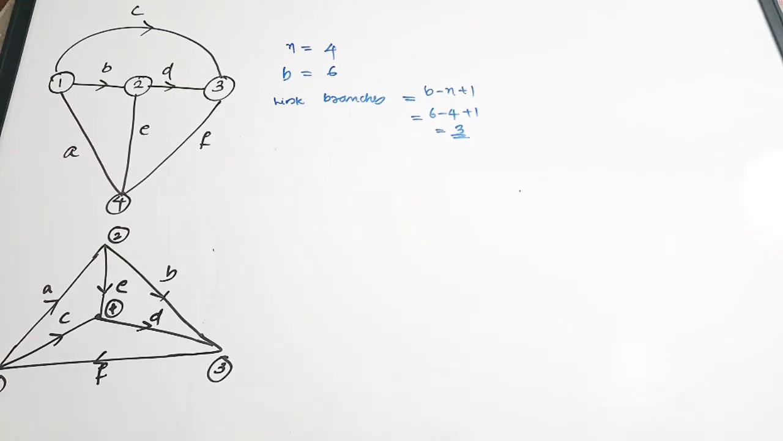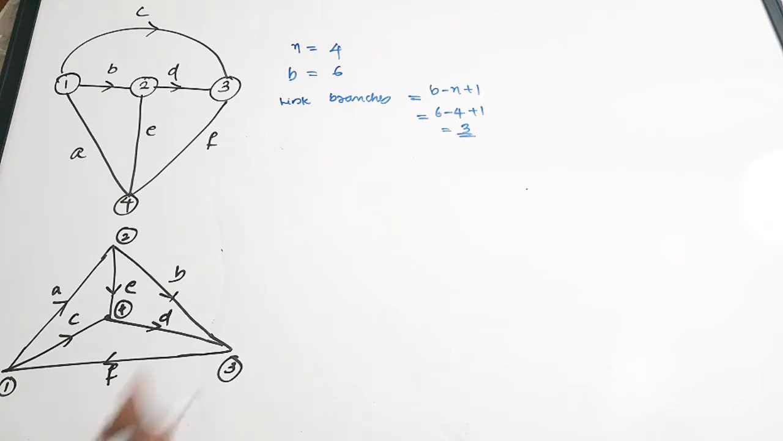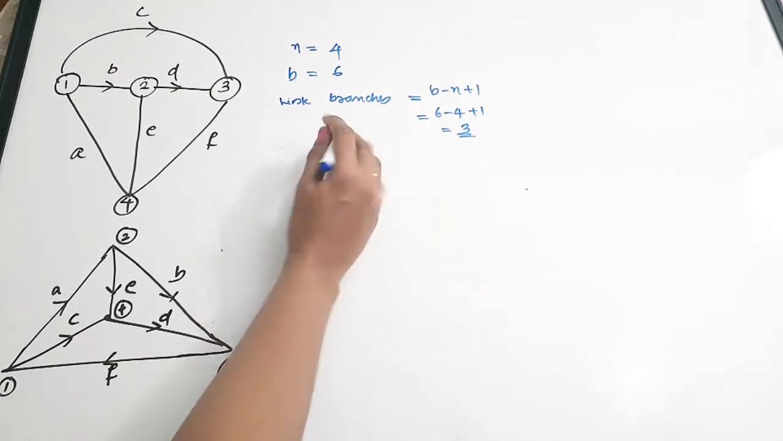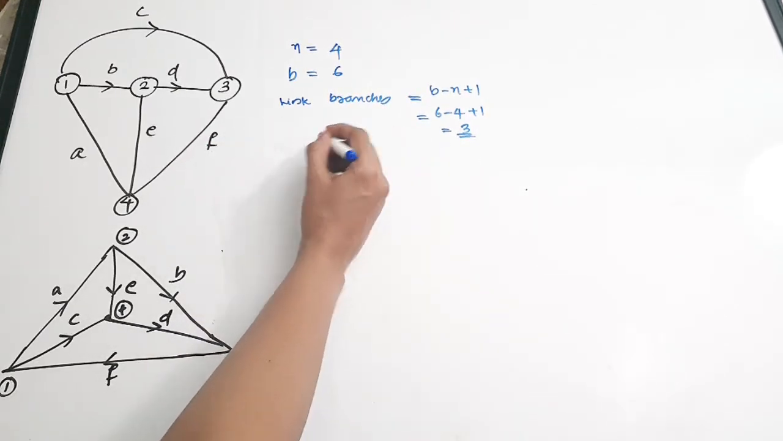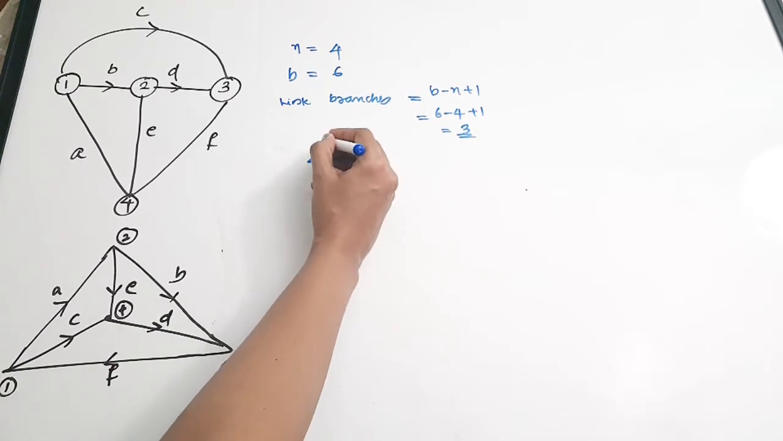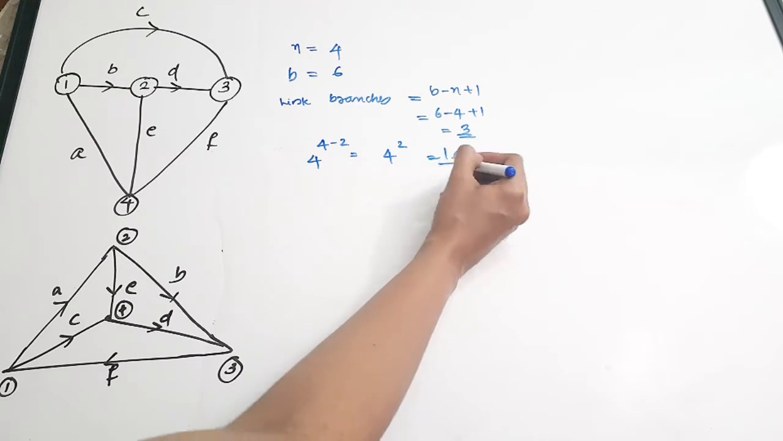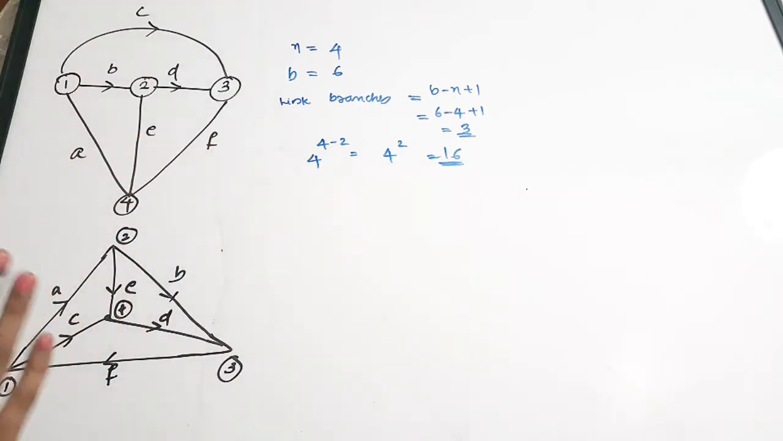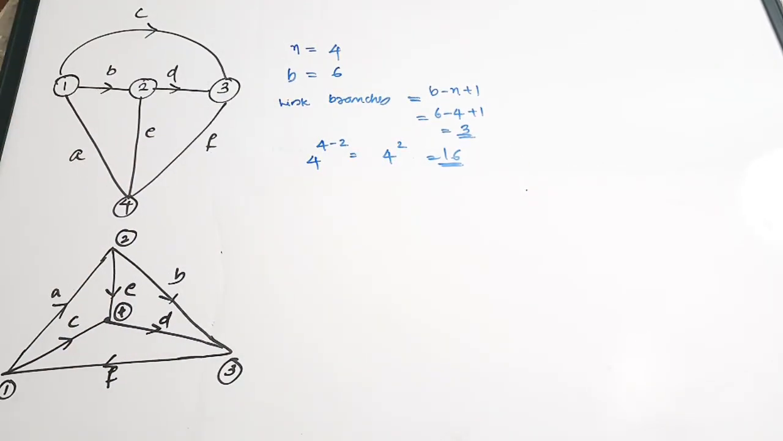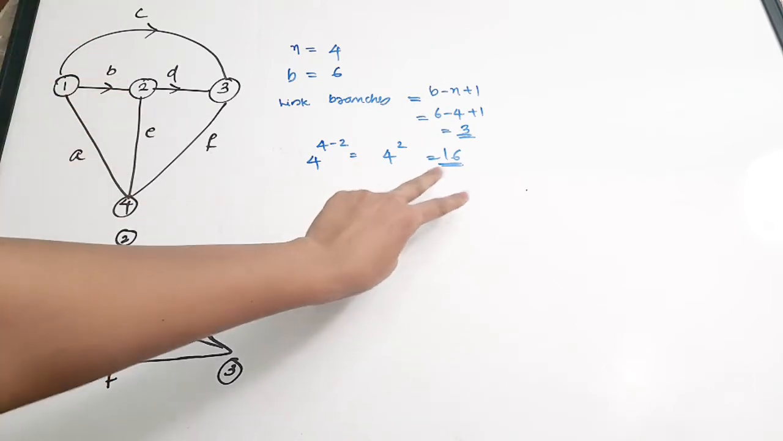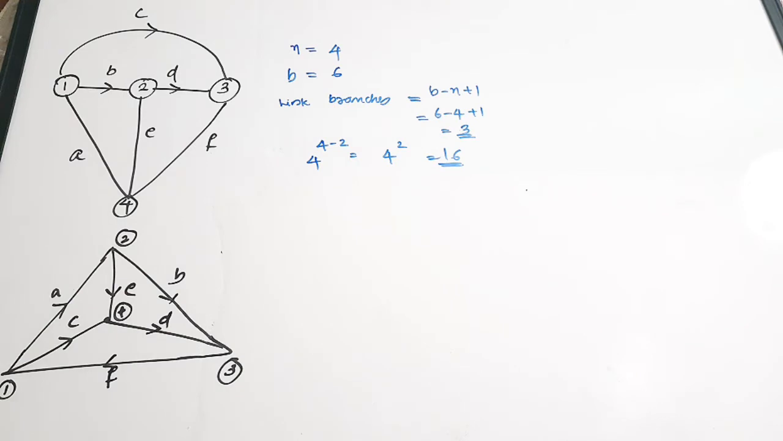Okay, so here, this is the number of link branches. And how many trees can be formed? N is 4, so 4 raised to 4 minus 2, that is 4 square, which is 16. That is the number of trees that can be formed out of this graph. So if you remove every 3 pair of branches, you will get 16 trees.